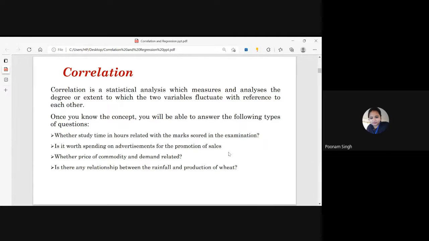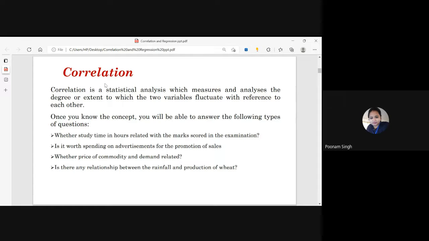So, I was telling about the correlation. When we conduct the statistical analysis that is related to the study of relationship between two variables, then it is known as bivariate analysis, and correlation is a bivariate analysis. And when we conduct a study that is related to the characteristic of only one variable, for example height or weight or age, then it is univariate analysis.